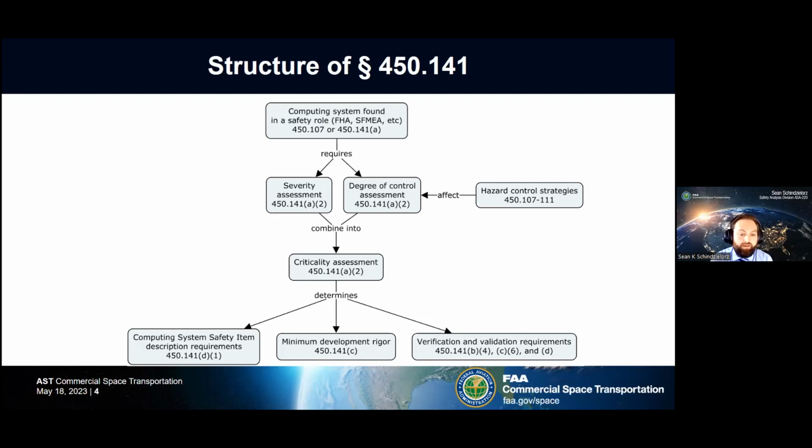As we'll see, the functional hazard analysis is not the only means by which CSSIs may be identified. Other types of analyses and the applicant selected hazard control strategies, 450.107 through 111, also play an important role. Together, the criticality assessment determines what development and testing activities are required for each CSSI. That's the rules mechanism for setting the minimum level of rigor by criticality. Specifically, CSSI criticality assessments scale the expected level of rigor for documenting CSSI descriptions, requirements, development processes, and verification and validation evidence.